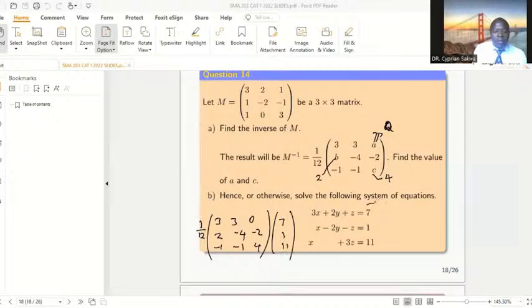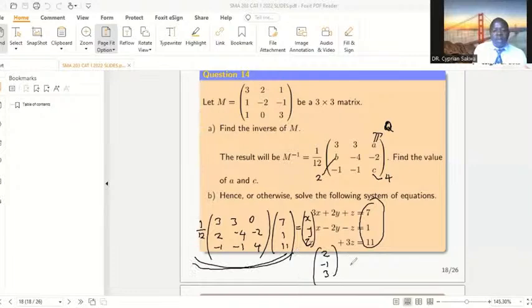What you get will be x, y, z. So when I multiply this, what do I get? I got x to be 2, y to be -1, and z to be 3. So just multiply this matrix, and you get it.